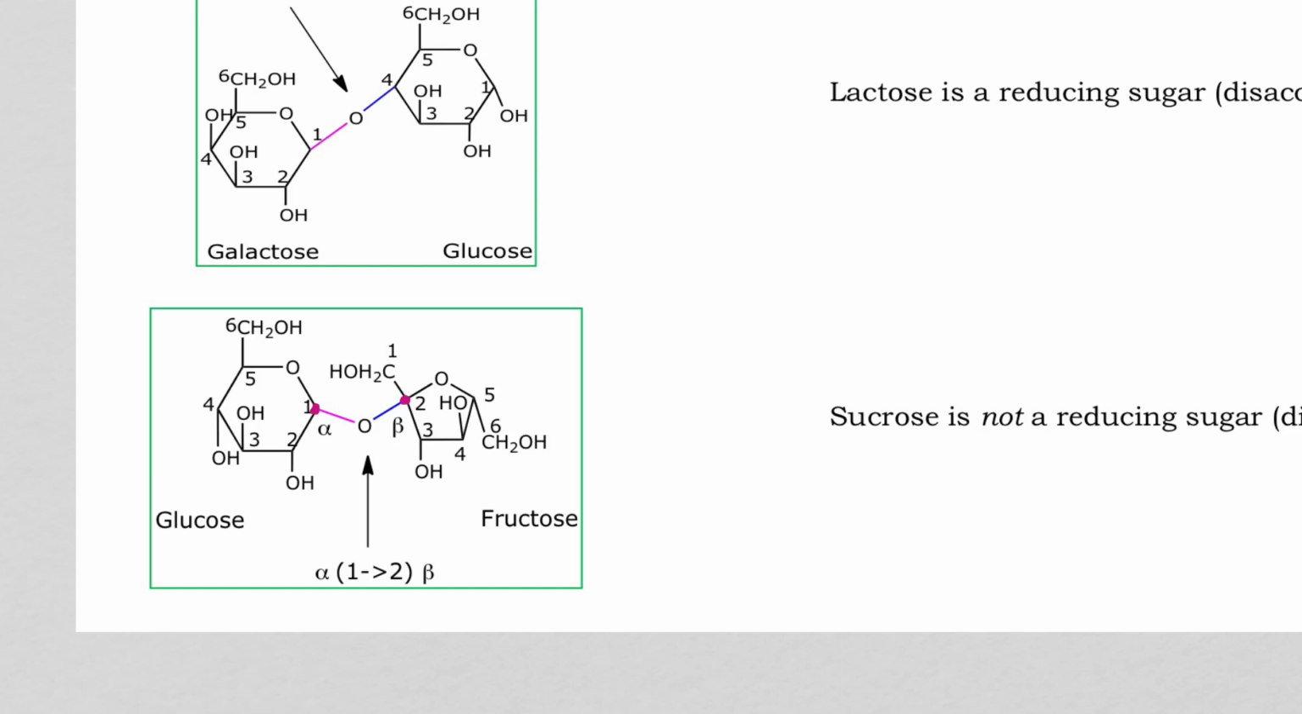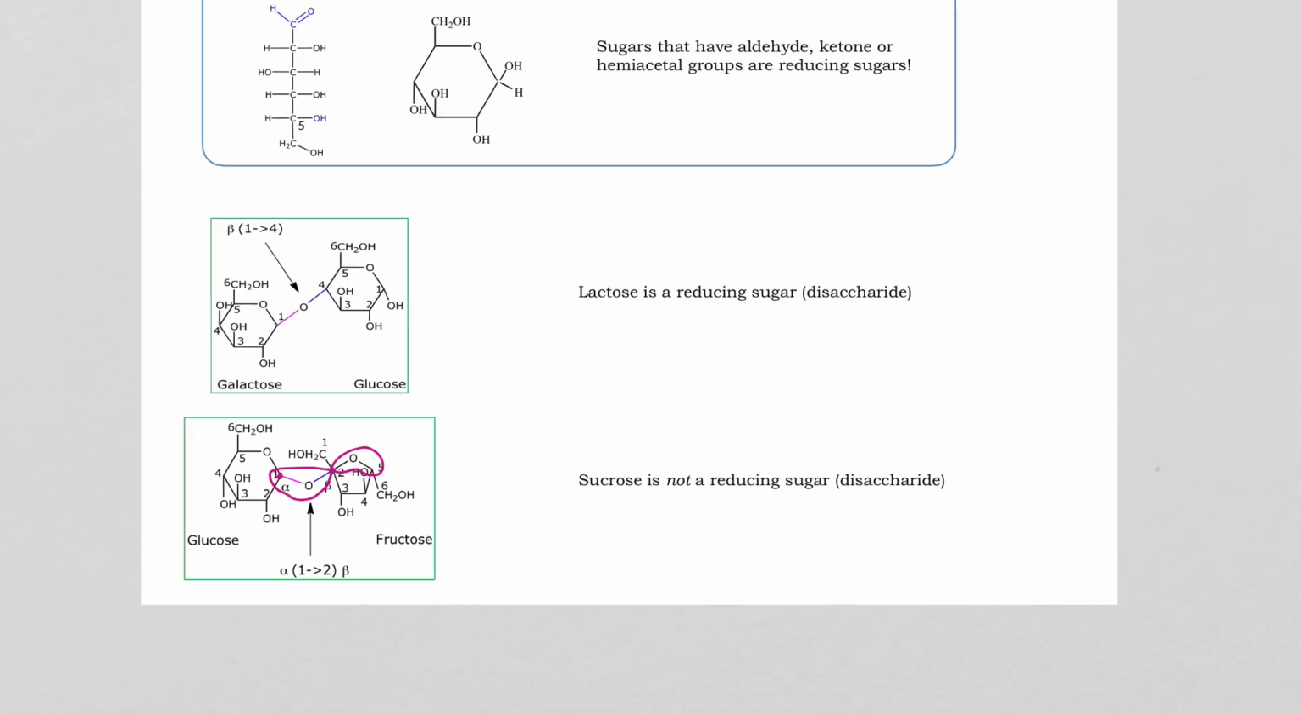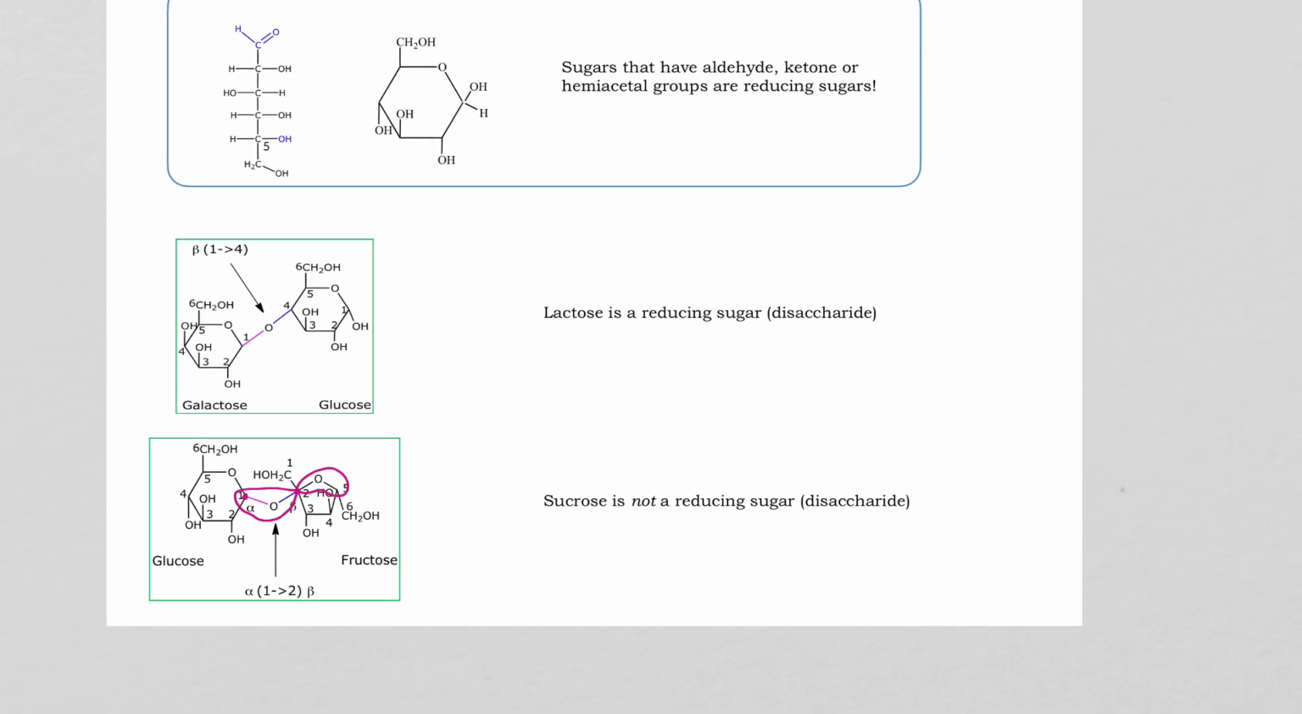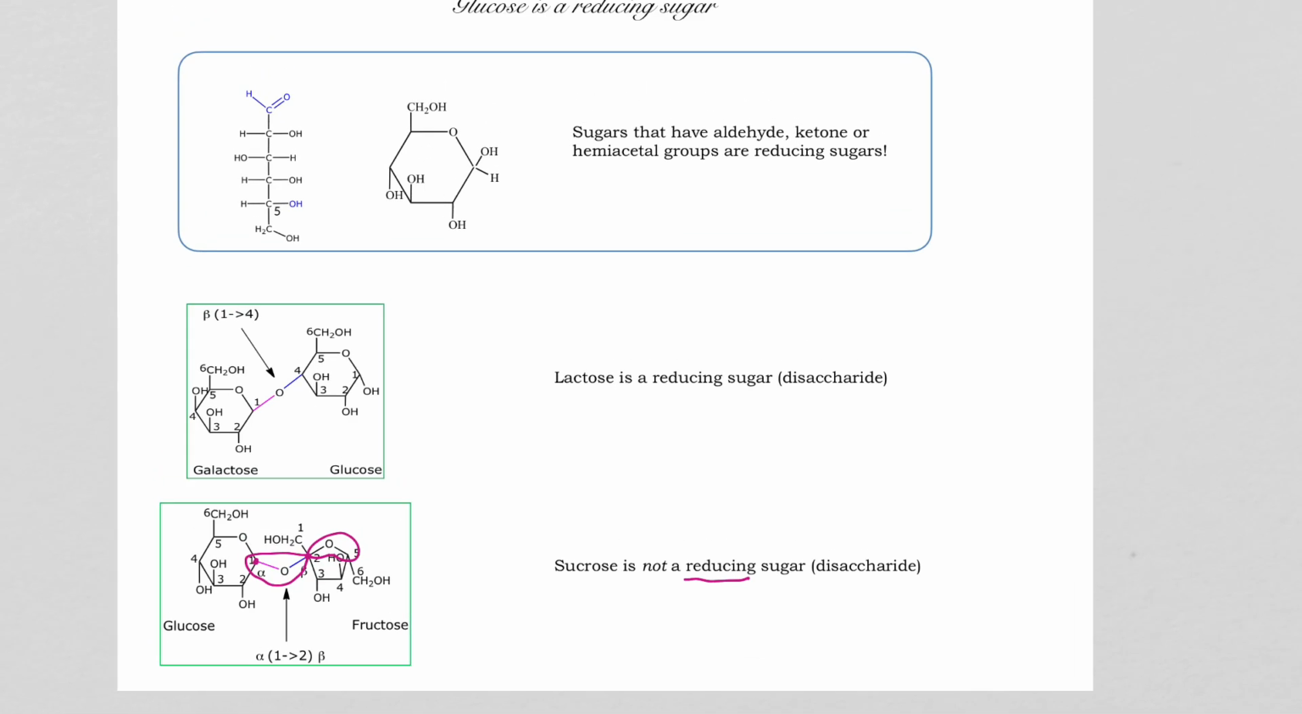Similarly, this is not a hemiacetal, it's an acetal. Why? OR. Okay, so there is no hemiacetal or aldehyde or ketone in sucrose. So sucrose is not a reducing sugar. Okay, so that's how we differentiate what's a reducing or non-reducing sugar.